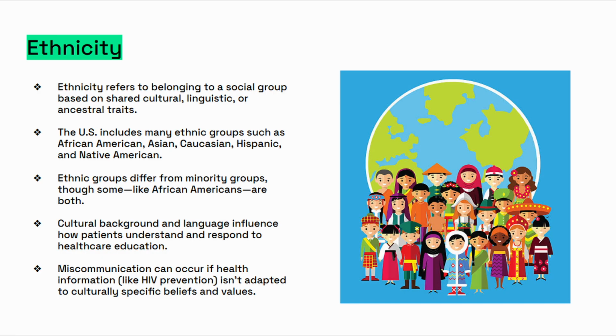Ethnicity refers to a person's sense of belonging to a particular cultural or social group, which is often defined by shared language, ancestry, religion, traditions, or physical traits. In the United States, there is a wide range of ethnic diversity, including groups such as African American, Asian, Caucasian, Hispanic, and Native American. In fact, there are more than 100 distinct ethnic groups and over 170 Native American groups across the country. Ethnic groups should not automatically be confused with minority groups, although there is often overlap. For example, African Americans are both an ethnic group and a minority group.